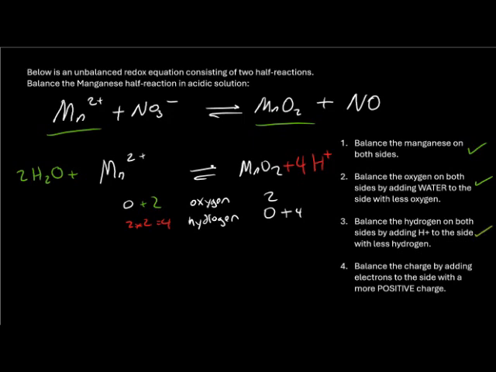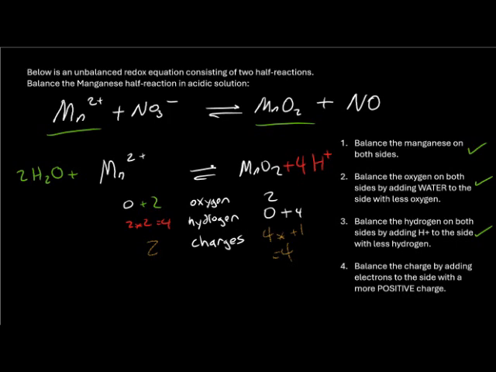Now let's look to our charges. On the left, we have no charge from water and a 2 positive charge from the manganese, giving us a charge of 2 on the left. Now on the right, we have 4 pieces of H+, and so we have 4 times positive 1 equals 4. Now we hit pause and look at which side is more positive.